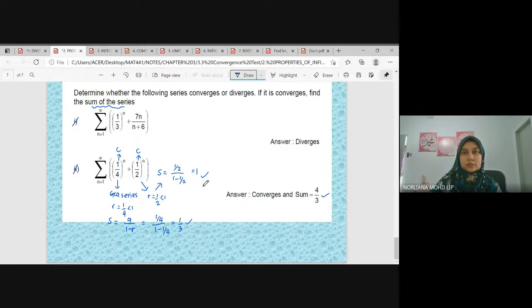Conclusion ni kena buat conclusion lah ni kat sini. So this series is converge with sum equal to 4 over 3. Kena tunjuklah jalan kerja untuk sum ni kan. Okay, yang ni buat sendiri ya. Okay, ada soalan tak? Second test, properties of infinite series.